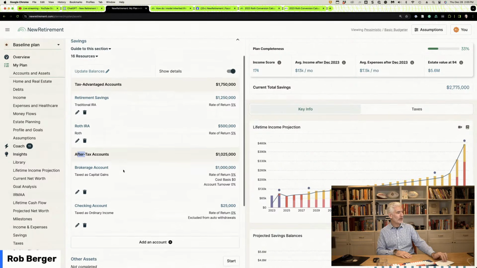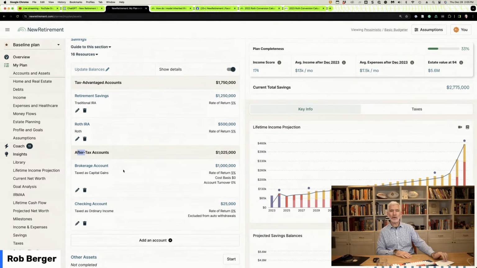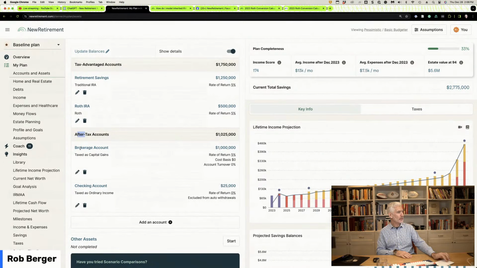And you may say, okay, got it. But what if I have more than one account in each of those buckets? Like, for example, here, there are two after-tax accounts, a brokerage account and a checking account. We could add a savings account. Maybe you have 4 different brokerage accounts. How does it pick? Well, it uses the account with the lowest rate of return, which, of course, you and I set, right?